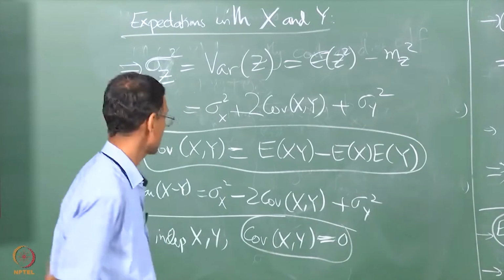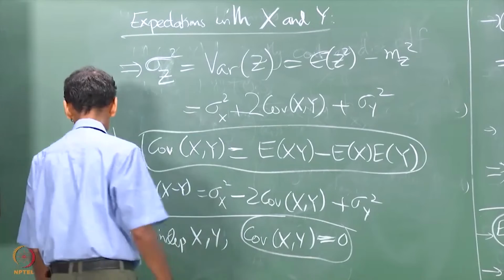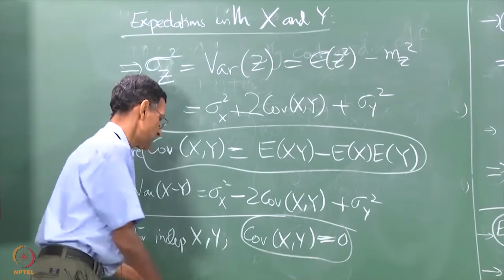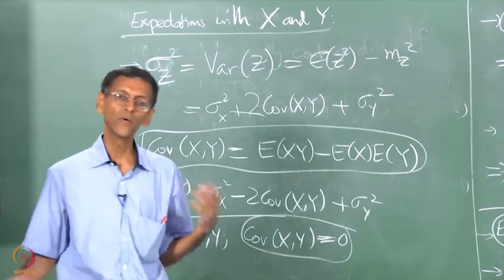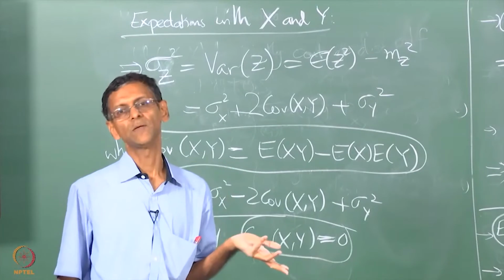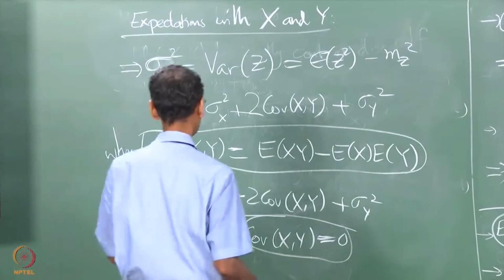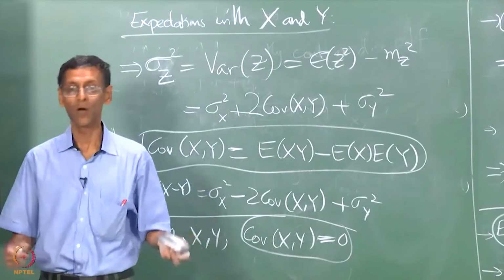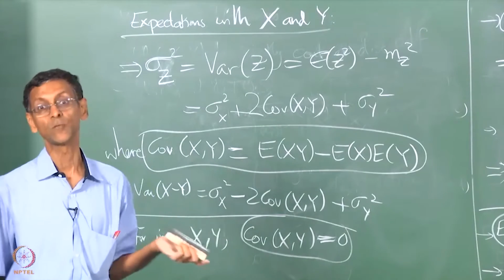In fact, the last thing I want to say for today is that whether or not x and y are independent, if their covariance is 0, the covariance can be 0 regardless of the independence of x and y.